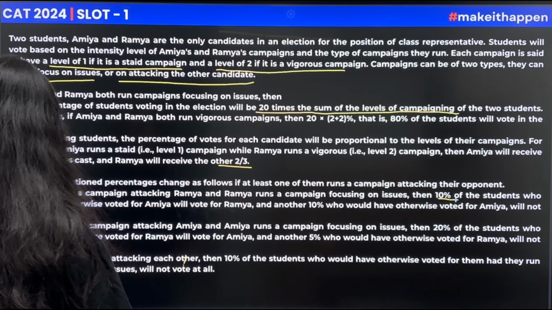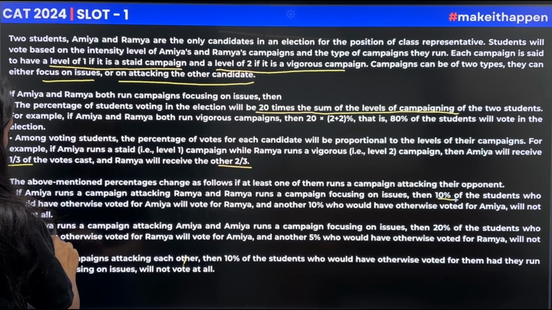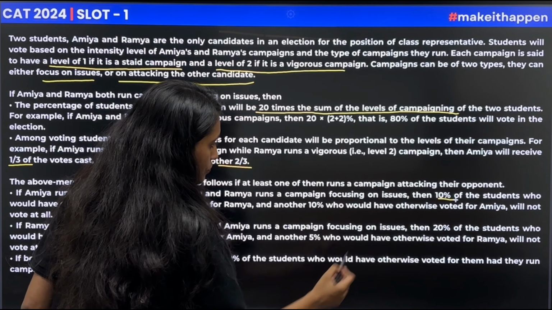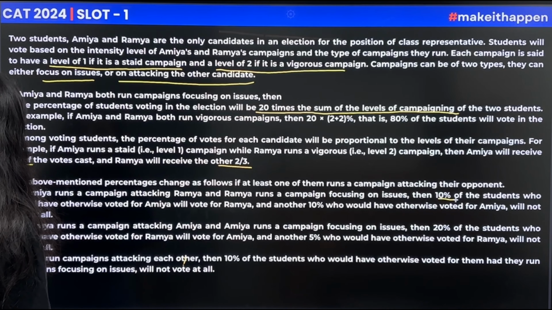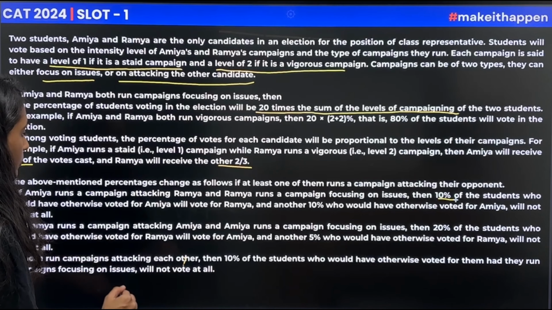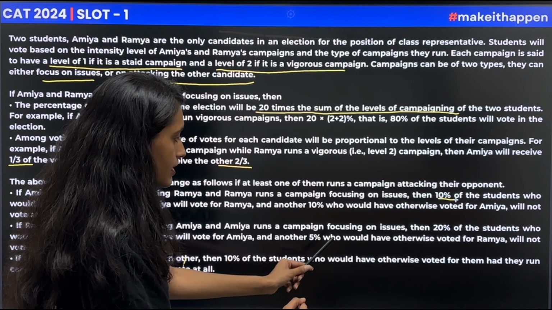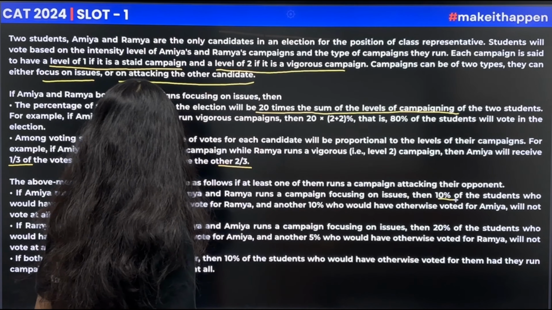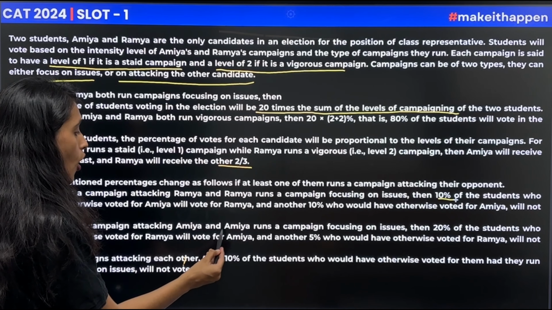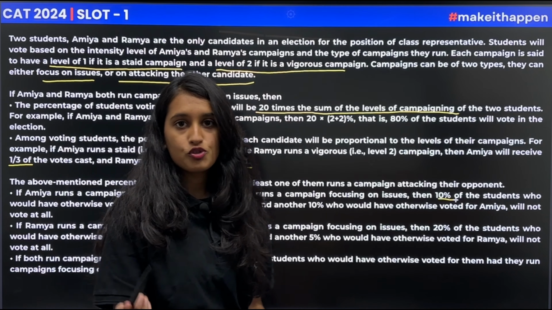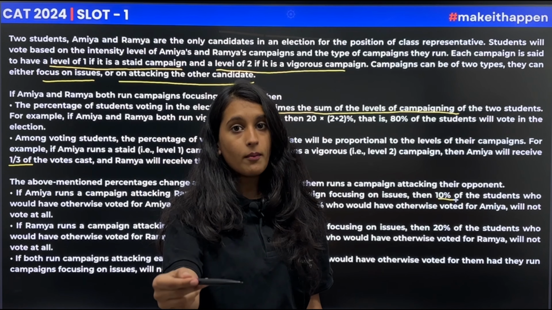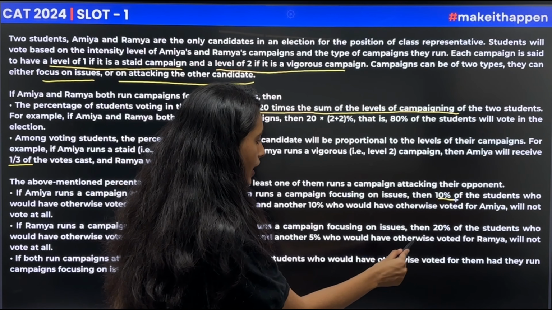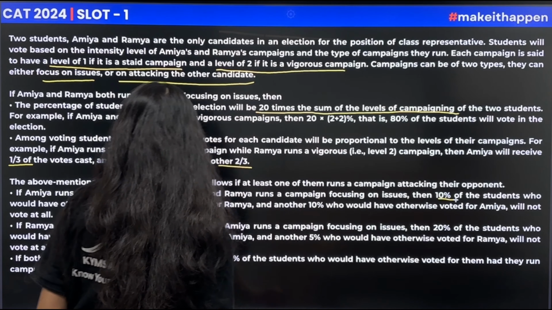Now if Ramya runs a campaign attacking Amya and Amya runs a campaign focusing on issues. अब अगर रामिया एक अटैकिंग कैंपेन रन करती है और आमिया एक फोकसिंग कैंपेन रन करती है, then what happens? Then 20% of the students who would have otherwise voted for Ramya will vote for Amya. 20% लोग जो पहले रामिया के लिए वोट करते थे वो अब आमिया के लिए वोट करेंगे and another 5% who would have otherwise voted for Ramya will not vote at all.